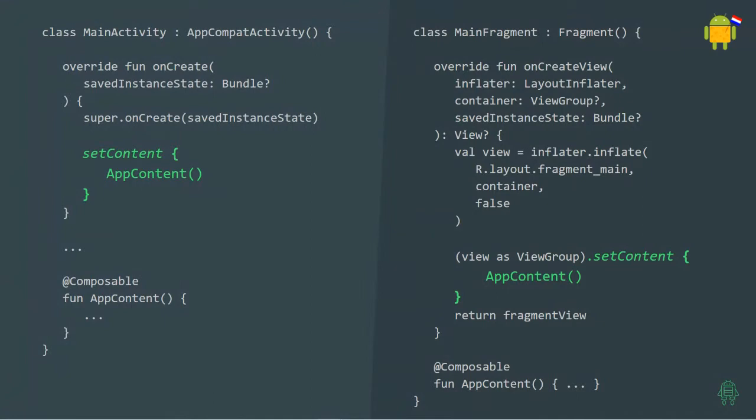Activity is still the entry point of our application. However, right now, having one activity and multiple fragments is pretty popular. So what we can do is add a set content function to our onCreate method, and inside the set content function we can call our composable function. The same function we also have for view group, and it means that we can add it to a fragment.